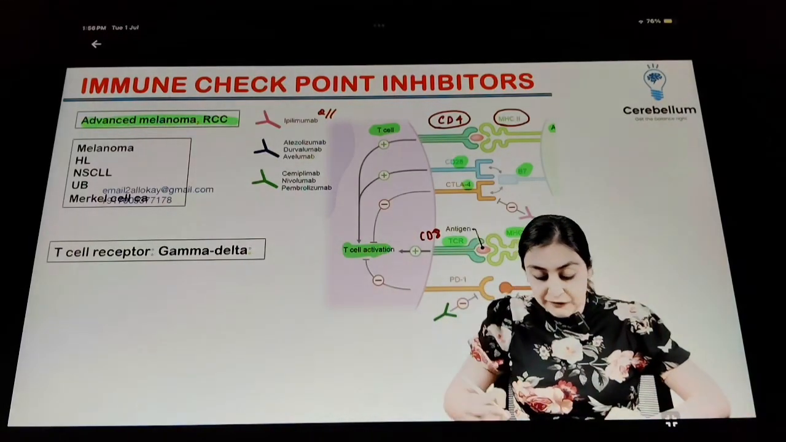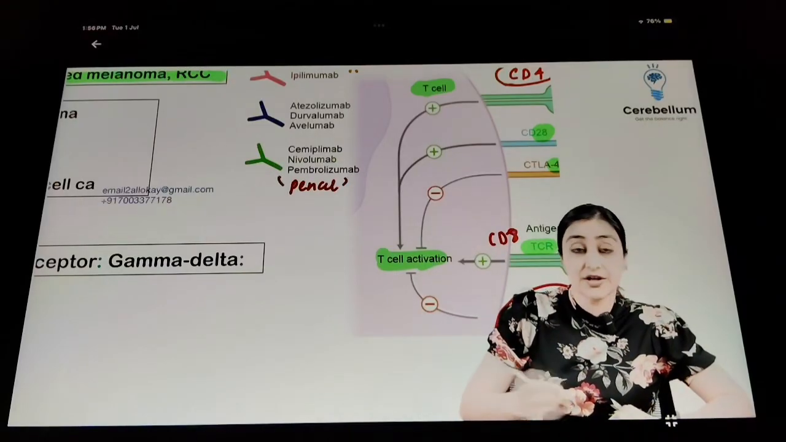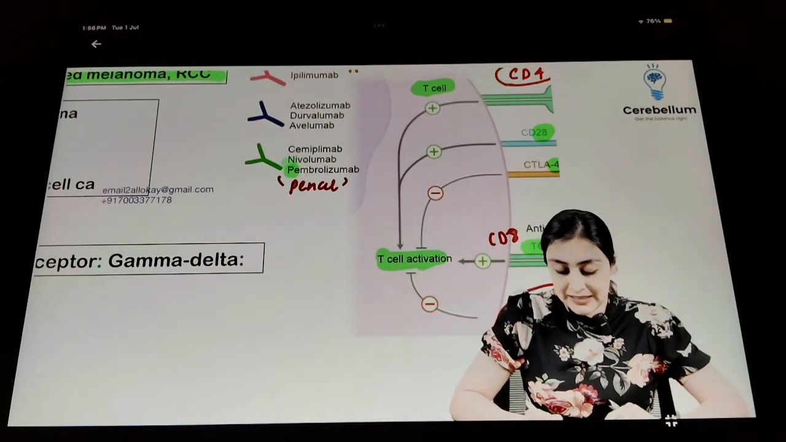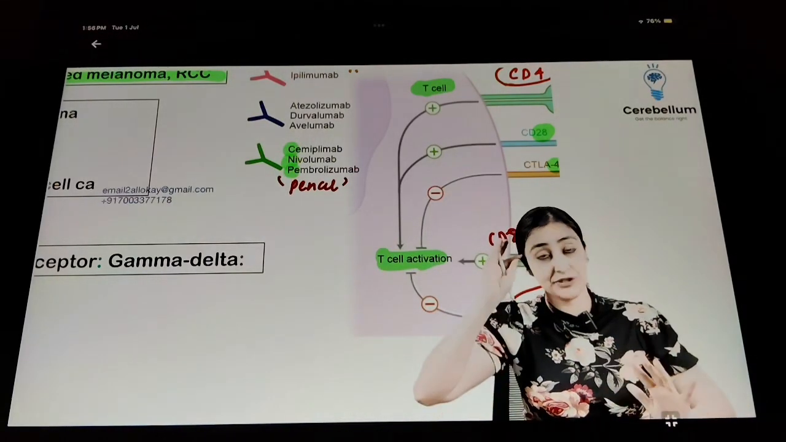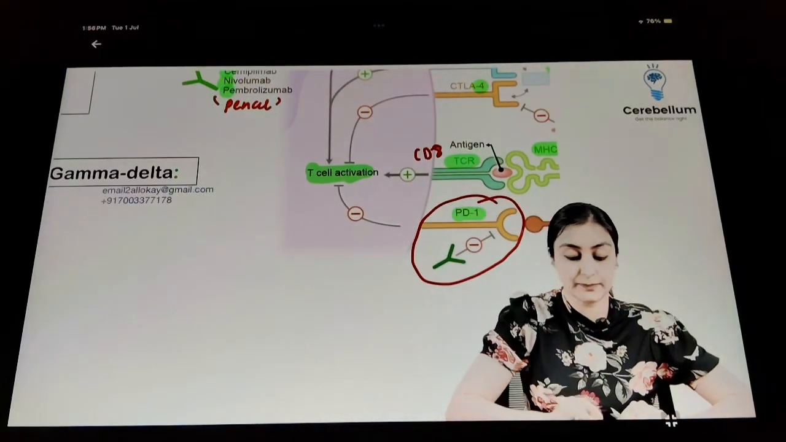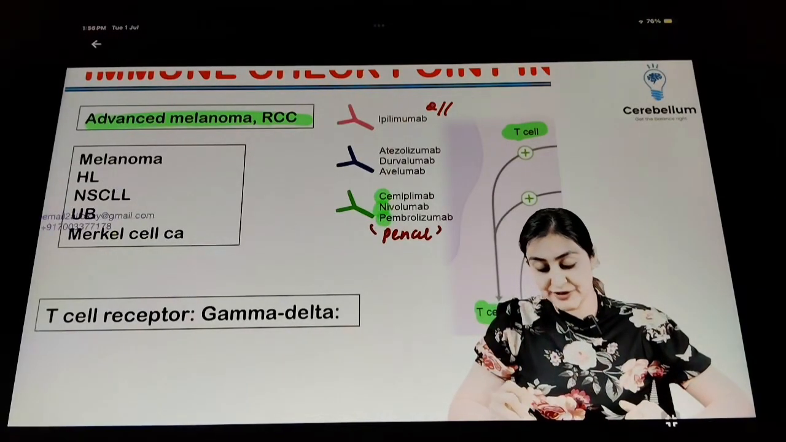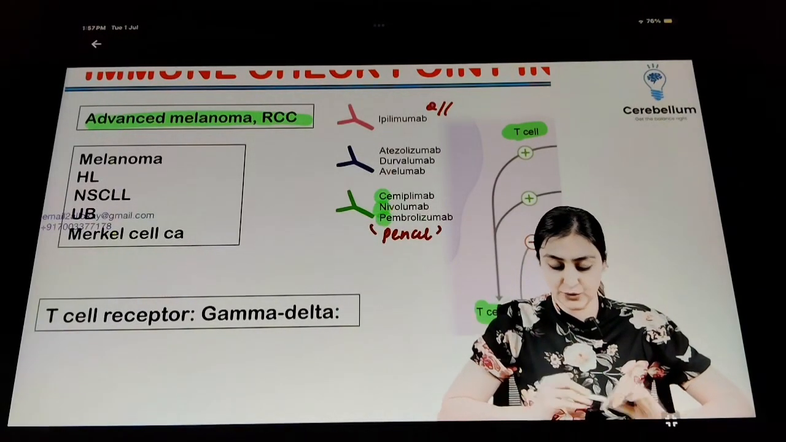Then we have our green, which is PD1 inhibitor. Very, very important. You will remember them as pencil drugs. So what are your pencil drugs? Pembrolizumab, nivolumab, cemiplimab. Don't even bother. Remember pencil: pencil means PD1. In grade 1, you write with a pencil. Fine. So PD1 means pencil. And then you have the PD-L1 inhibitors: atezolizumab, durvalumab, avelumab. Again, you don't really have to bother with this.